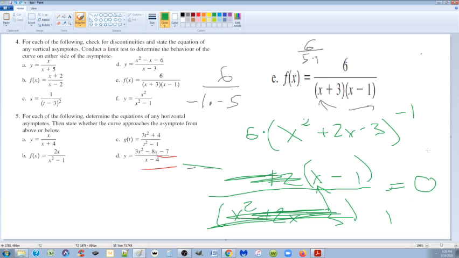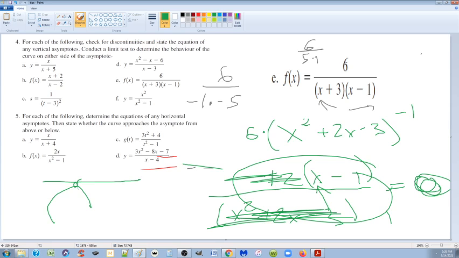So now, my max point. When the first derivative equals 0, it means the slope is 0. So that's going to determine my max point. I know it's a max point from how we drew it. So now I'm going to put in 1 for here, and I get 6. Remember, we already did this, I believe.